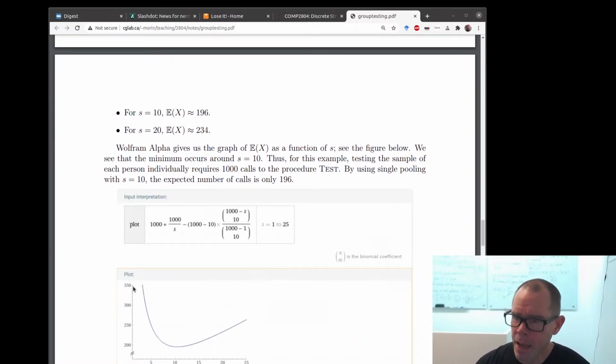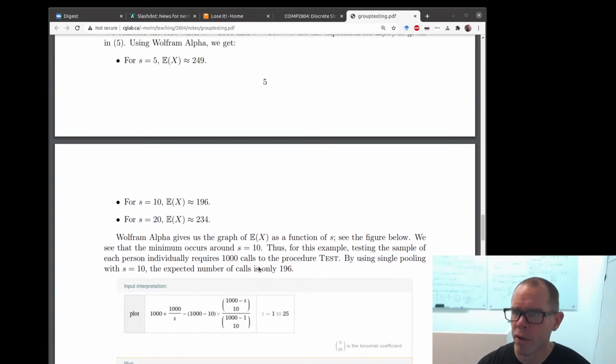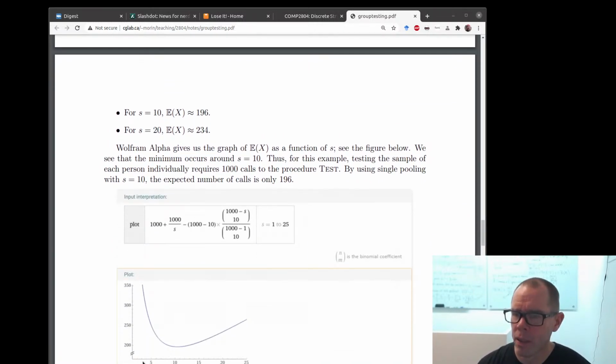And of course, you can just plot this thing and see what it looks like. And indeed, for a group of size 3, you're up to 350. It drops down to about 250 at 5. And then the minimum looks like it happens in groups of size 10 here. So 10 is the best choice of S here. And it means you can get by with 196 tests. Still a lot better than the 1,000 tests that you would need if you weren't doing this kind of pooling. Okay.